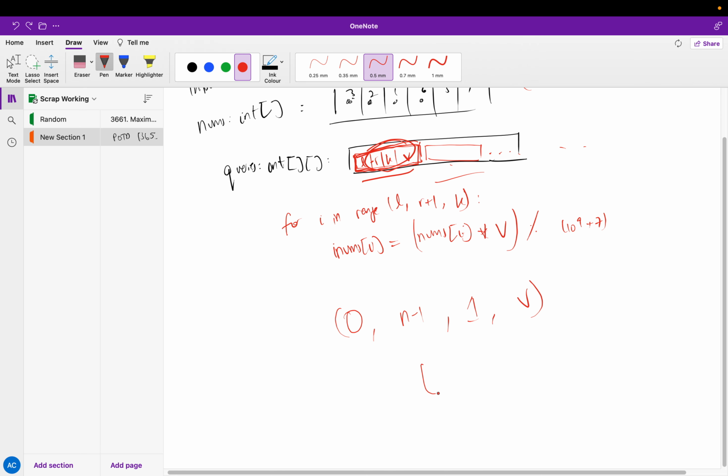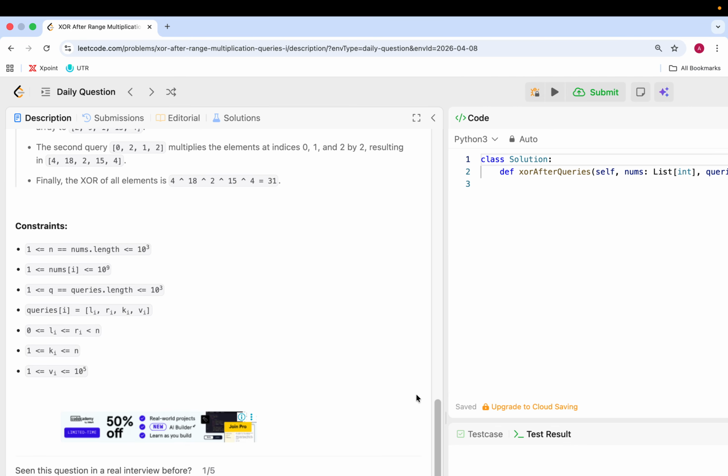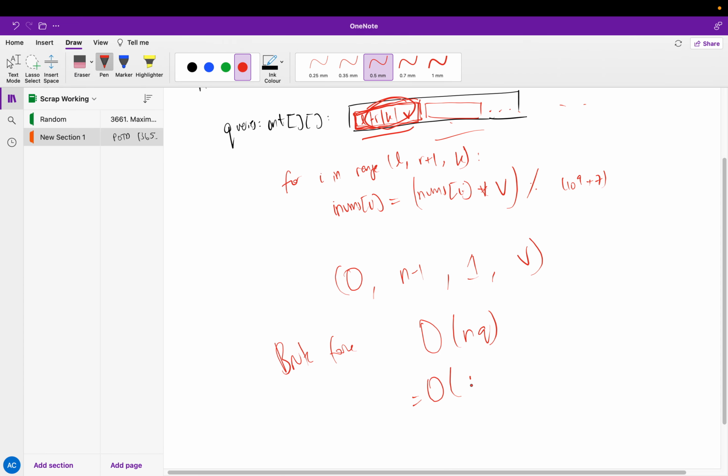So the worst case, the brute force approach will be O of n by q, and by our constraints, we have 1,000 by 1,000, which is like O of 10 to the 6 or whatever.